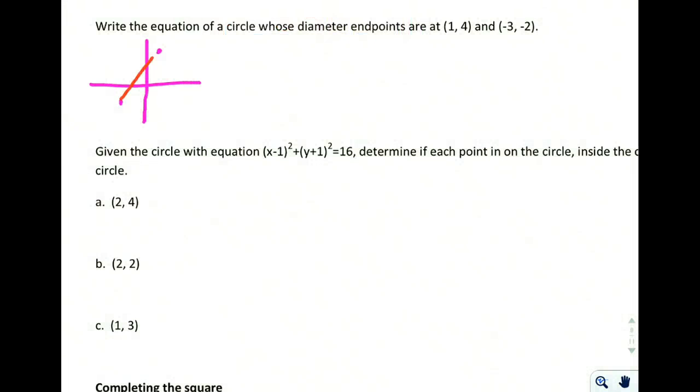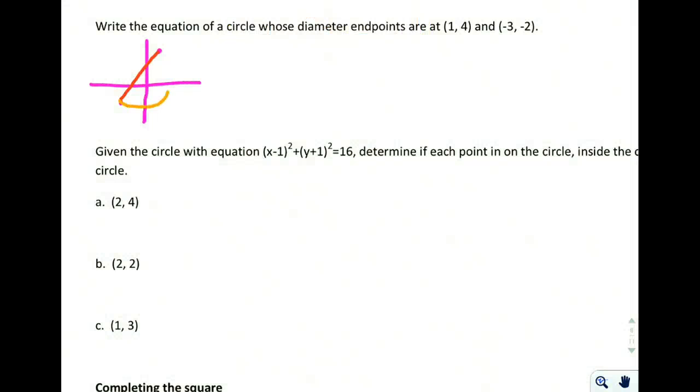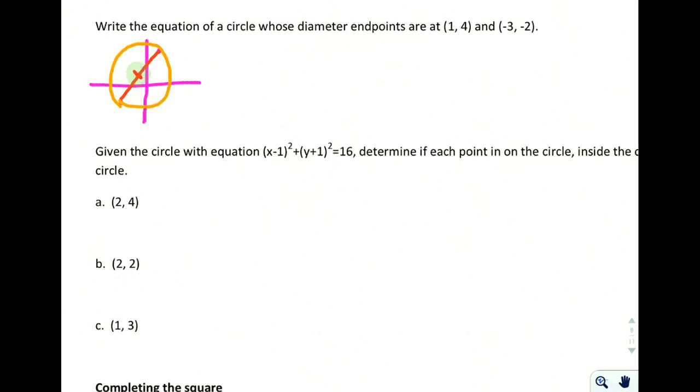So our diameter is going to stretch straight across like that, which means our circle probably goes something like that. So that's roughly what our circle looks like. Now we need to find the equation for that circle. A few things we need for the equation: we need the center of the circle, so some point somewhere around there, and then we need the radius. So we need the distance between that center and the endpoint.